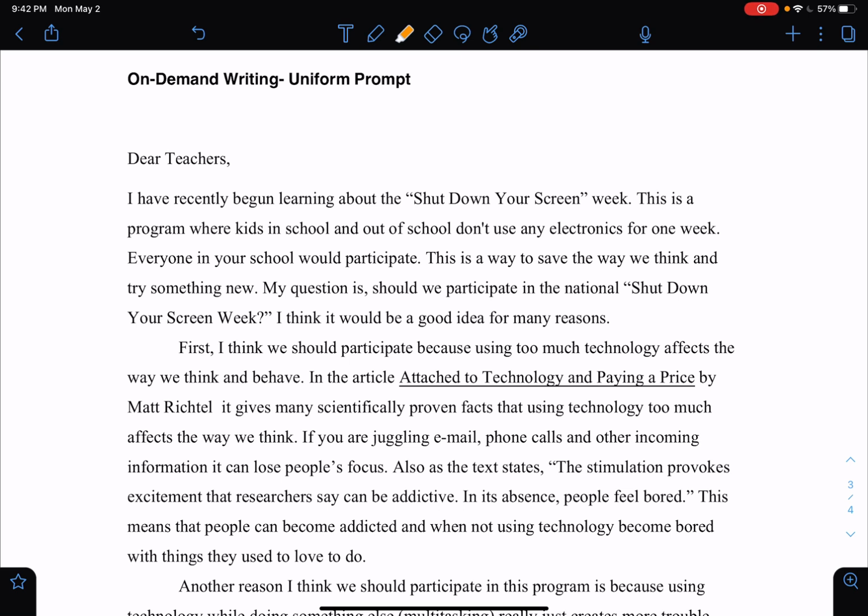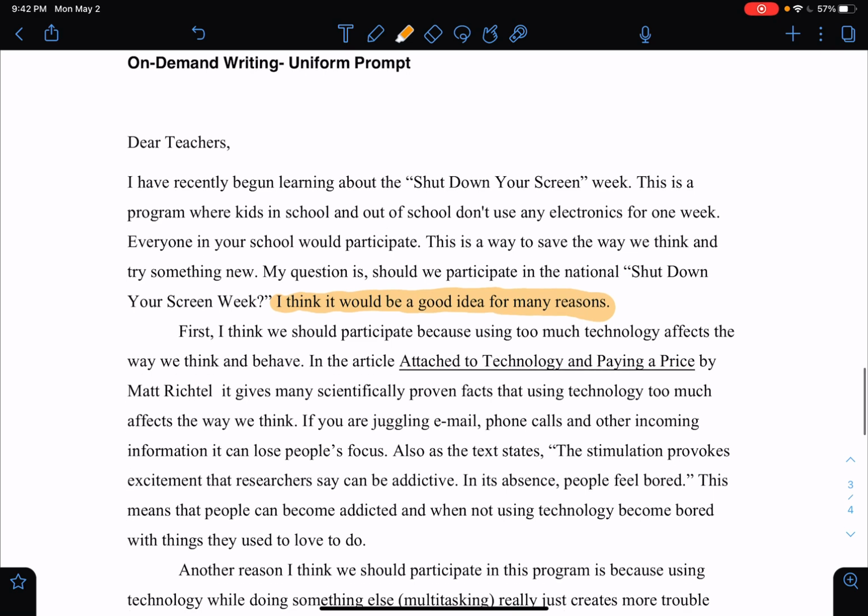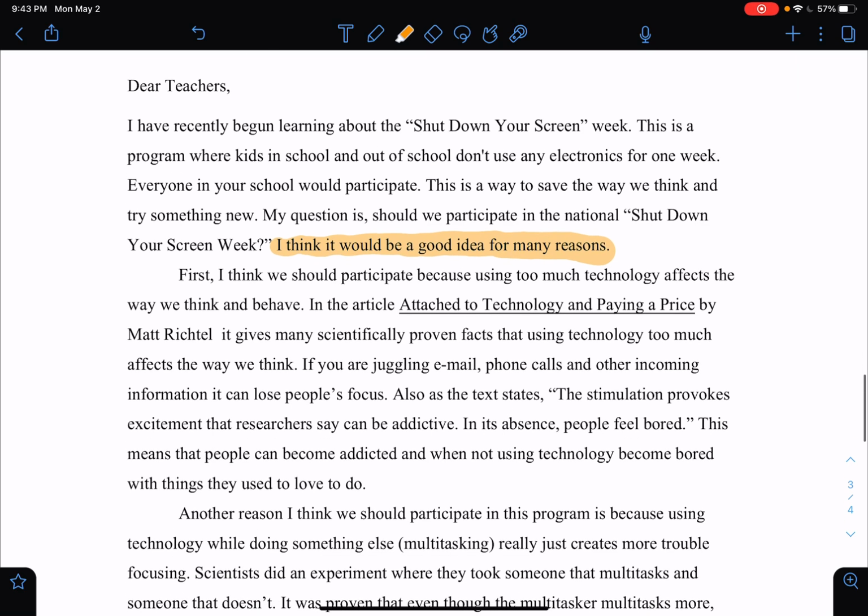So here is their thesis statement. This is what they're going to argue for, that kids should shut down their electronics for a whole week. Right here we have some context of what they're going to write about. They don't really have a hook necessarily, it's just a statement. And then they go into the first body paragraph.